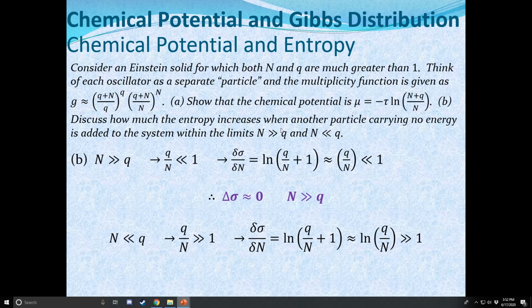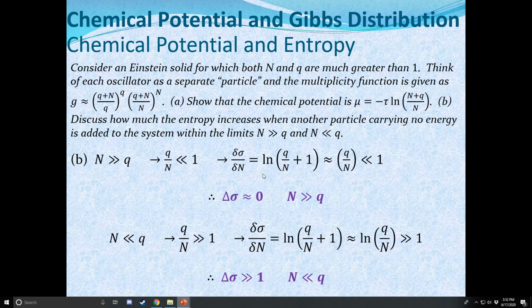Now in the second form, where n is smaller than q, what we end up having is this. q over n is much bigger than 1. So when we get q over n plus 1, this 1 is barely even noticeable next to the fact that q over n is a very big number. So this simplifies to just ln of q over n. And once again, we know that this is very big, so the change in the entropy is going to be very big.